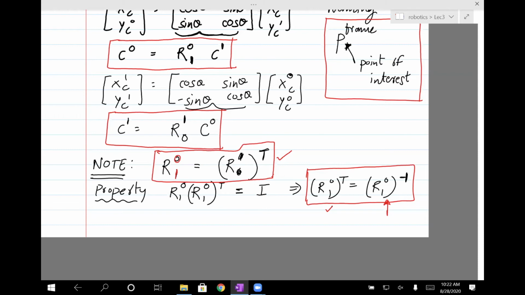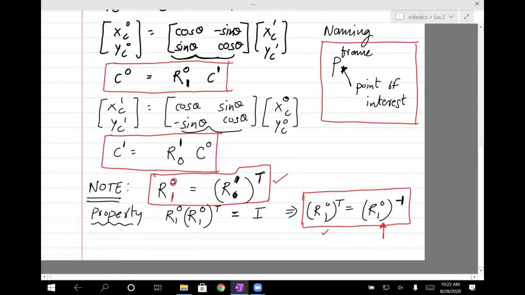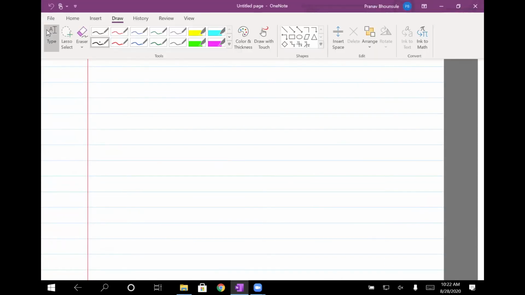Okay, so one final thing before we get to manipulators, which is we want to look at what happens when we do a combination of rotation and translation. Okay, so this is the last part, part 3: combined translation and rotation.